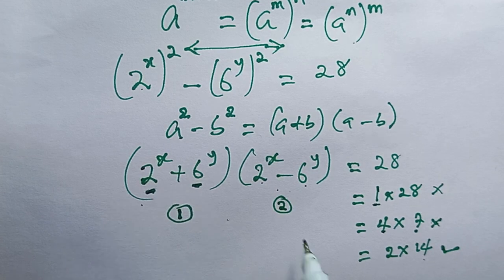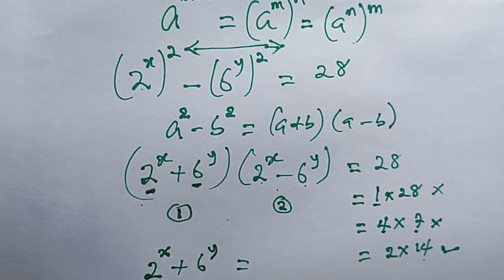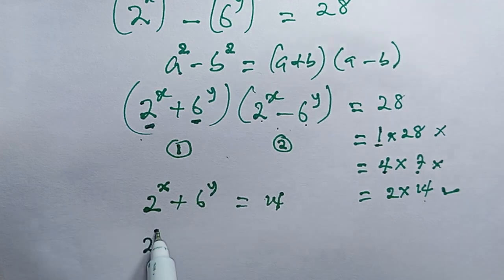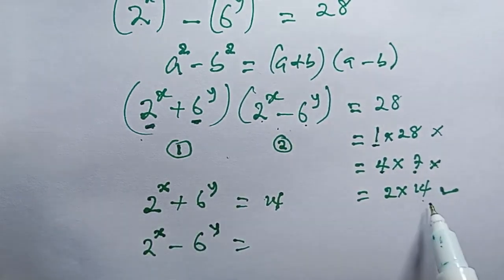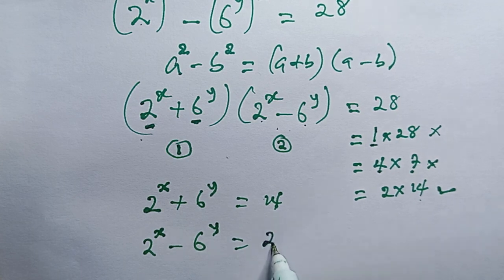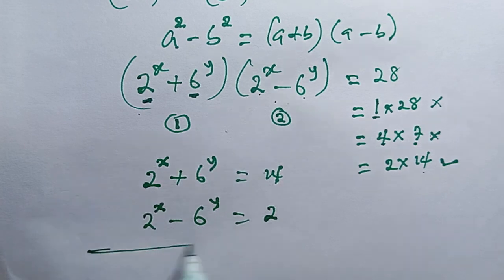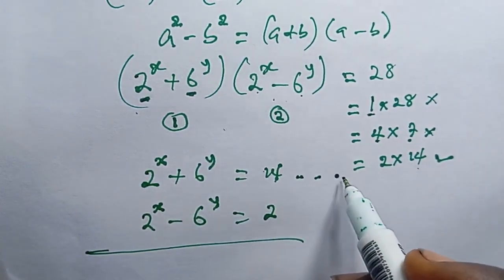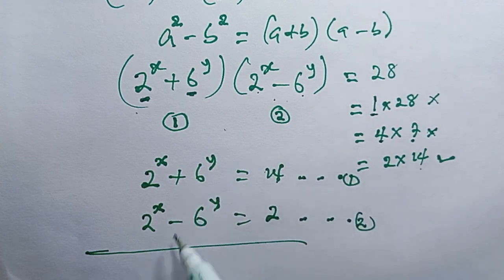So that being the case, we can now say that 2 power x plus 6 power y is equal to the bigger number, which is 14, and then 2 power x minus 6 power y, which is the second term, will be equal to the smaller number, which is 2. Okay, and at this point we can solve both of them simultaneously. So if we call this equation 1 and this equation 2, we can add equation 1 to equation 2.